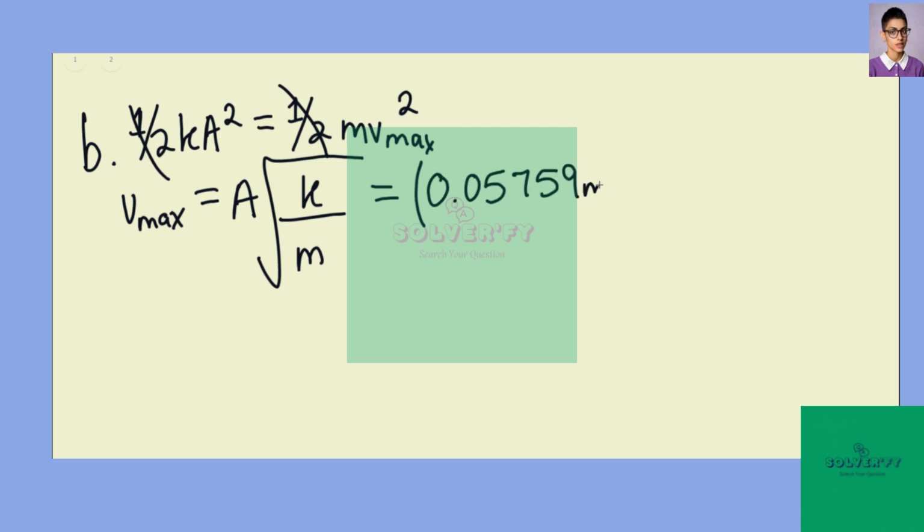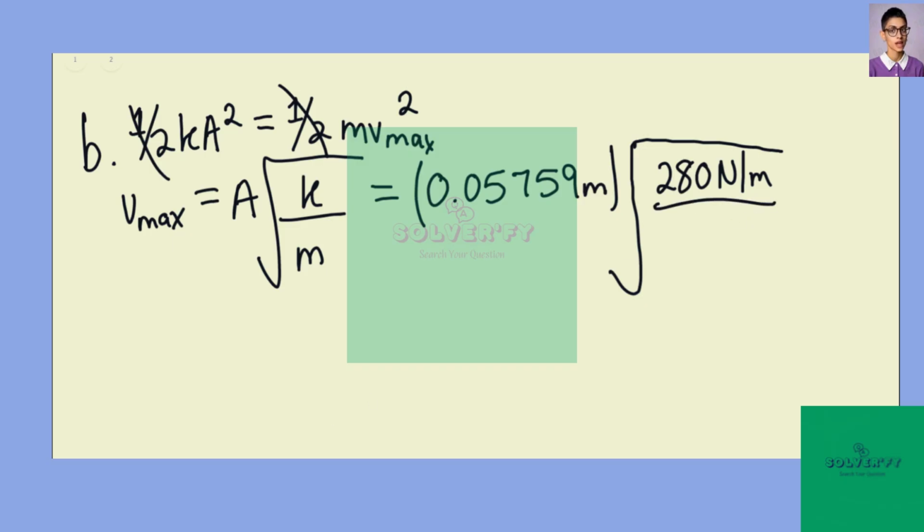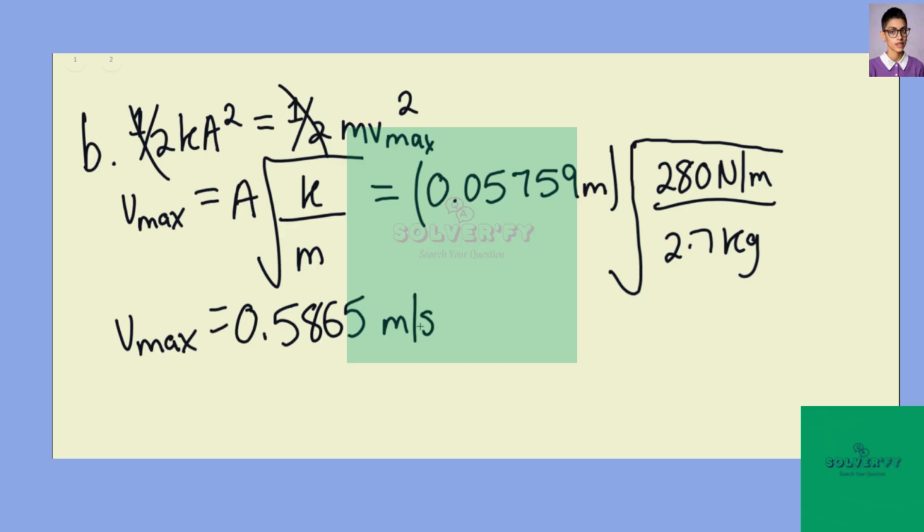So this will be equal to 0.05759 meters, and then times the square root of 280 newtons per meter divided by the mass of 2.7 kilograms. And we find that the maximum velocity is going to be equal to 0.5865 meters per second. So this would be our final answer for part B.